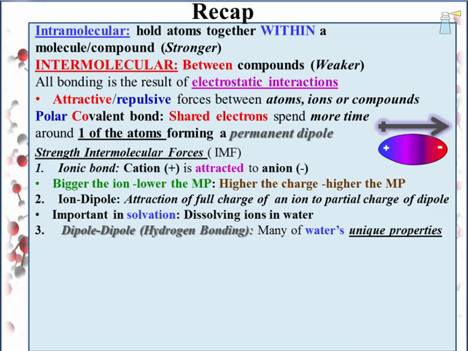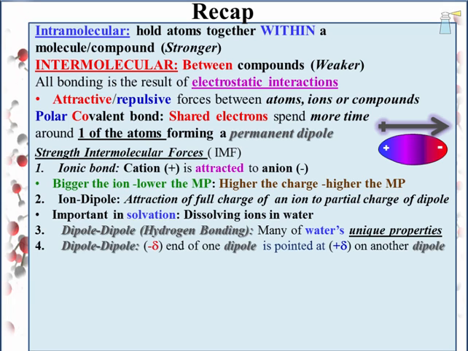Then there is a special kind of dipole-dipole interaction. It is the hydrogen bond. It gives water many of its unique properties. There are other types of dipole-dipole interactions. The partially negative end of one dipole is pointed at the partially positive end of another dipole. Trends with this interaction include stronger dipoles having higher melting points.